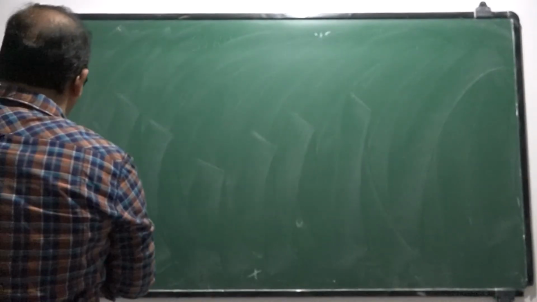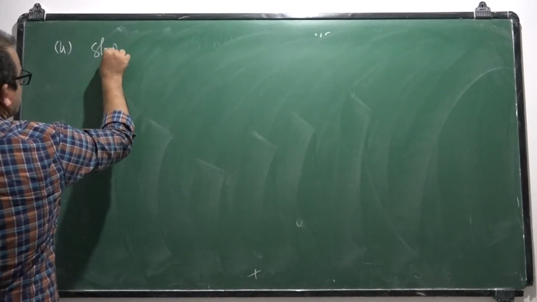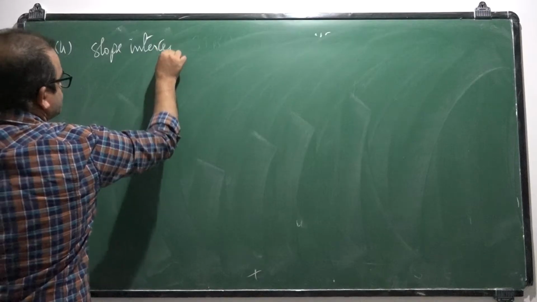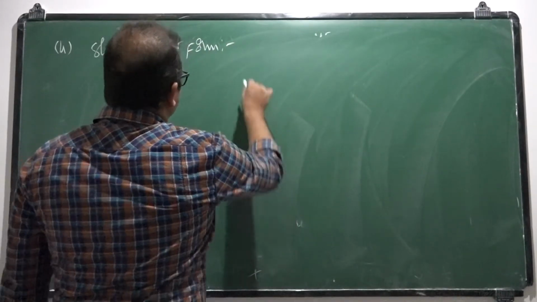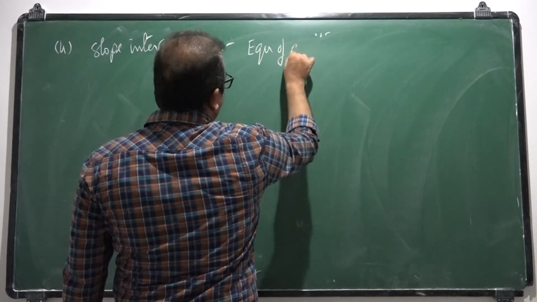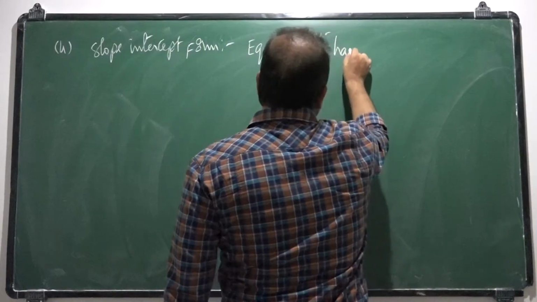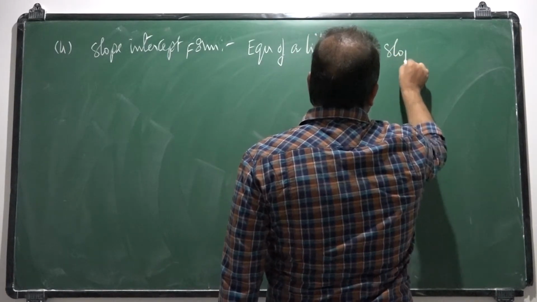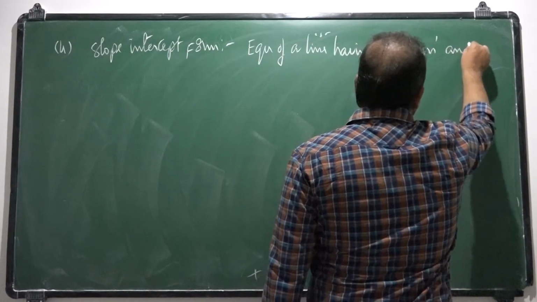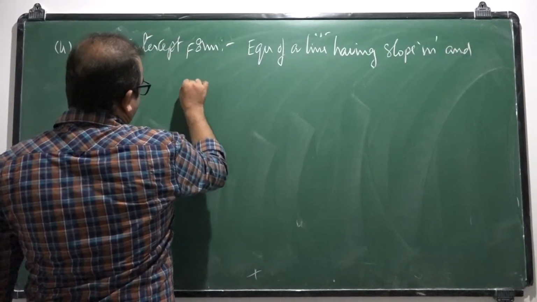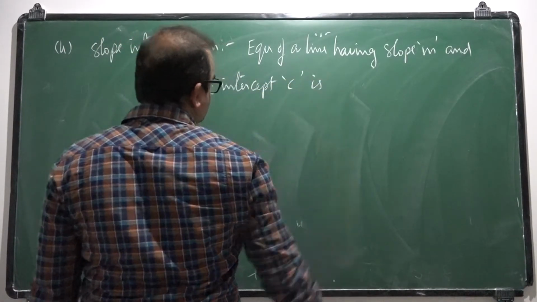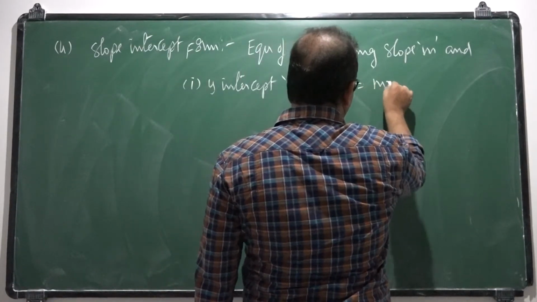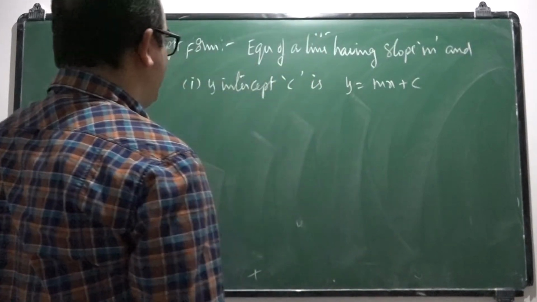Next, slope intercept form. Equation of a line having slope m and y-intercept c is y is equal to mx plus c.